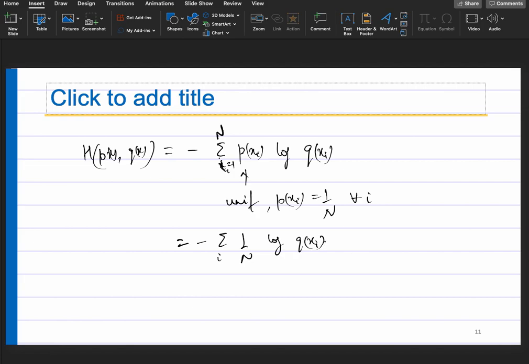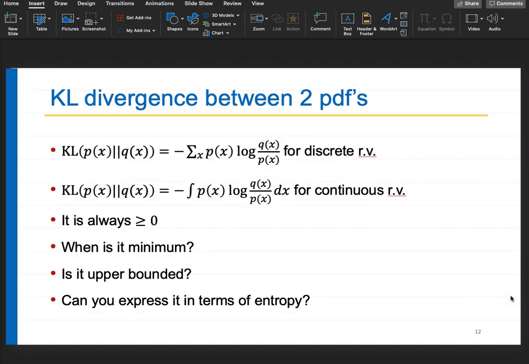Now if I take q of xi to be 0 for any xi, then my h will become infinite, right? Let's say for a particular i, for i star, q of x of i star goes to 0. I mean, it is equal to epsilon, where epsilon is very close to 0 or tends to 0. Then my h will tend to infinity. So it is not upper bounded. You are proving it by taking an example and showing it. Yes, for this example it is not upper bounded. So in general it is not upper bounded.